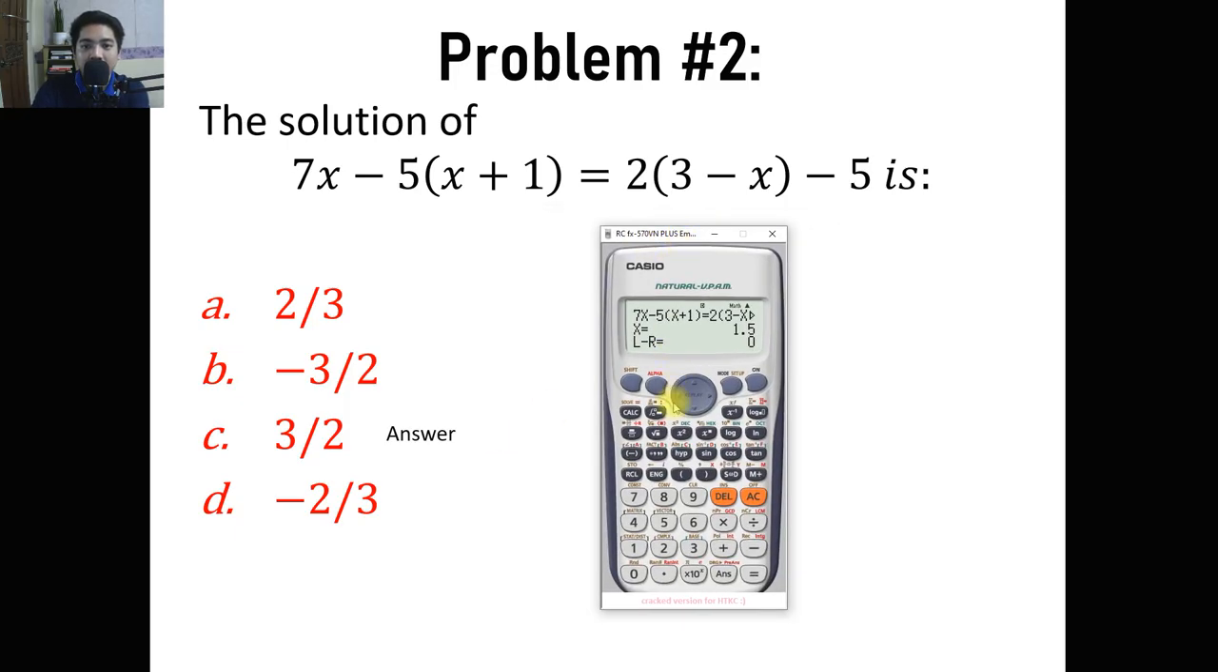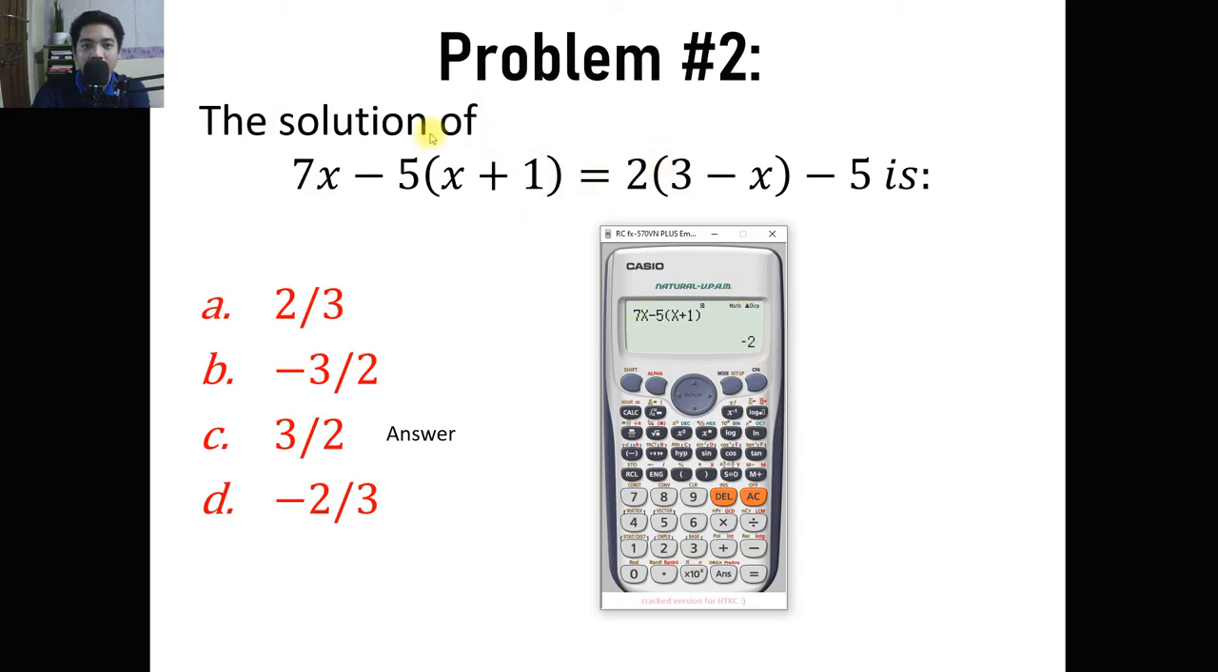Okay. So let's try the colon. Let's replace this with colon, and then we calc. No need for shift, just calc. The calculator will ask us the value of x. So let's enter 1.5. The value of this left side of the equation is negative 2.